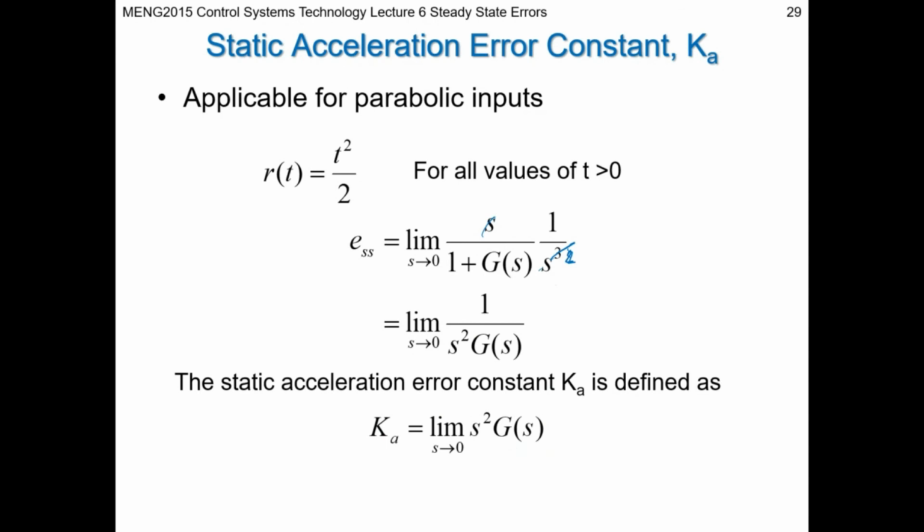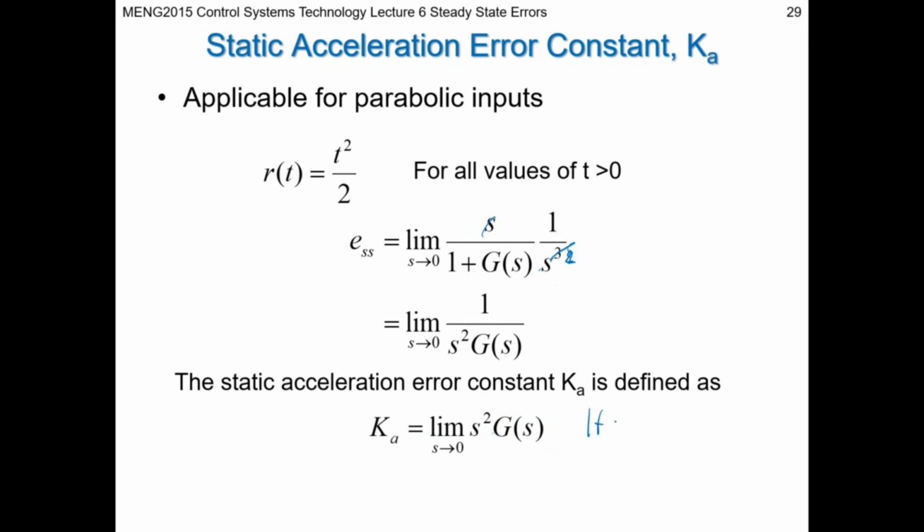Of course, what you have to do practically if you're calculating the Ka is substitute in G(s) here, and then see if that s squared cancels out. If it does, then we can basically apply the limit value. If it doesn't, then it immediately tells us that our Ka is going to be equal to 0.